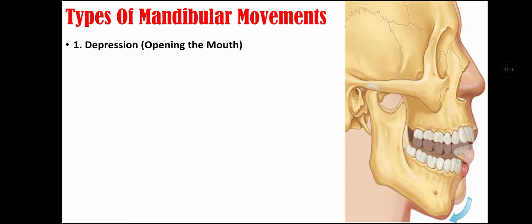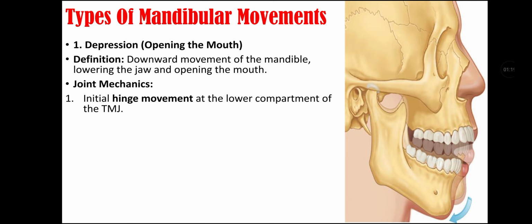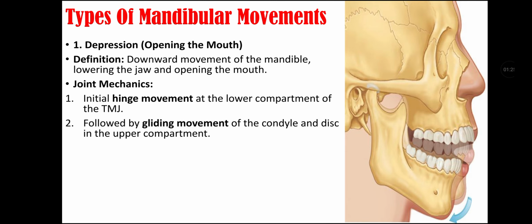First, we will talk about depression, that is opening of the mandible or opening of the mouth. Definition. This is basically downward movement of the mandible that lowers the jaw and opens the mouth. Joint mechanics involved in this is: first, there is initial hinge movement at the lower compartment of temporomandibular joint, that is followed by gliding movement of the condyle and disc in the upper compartment, and this is how depression or opening of the mouth is done.